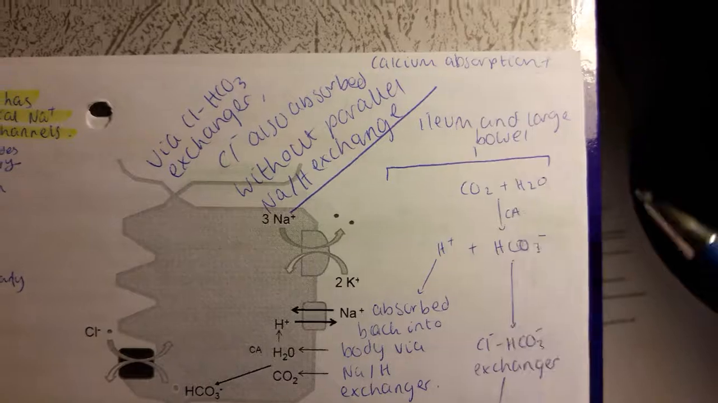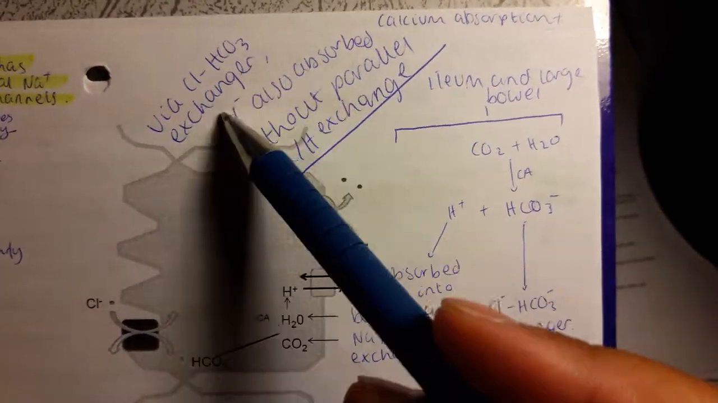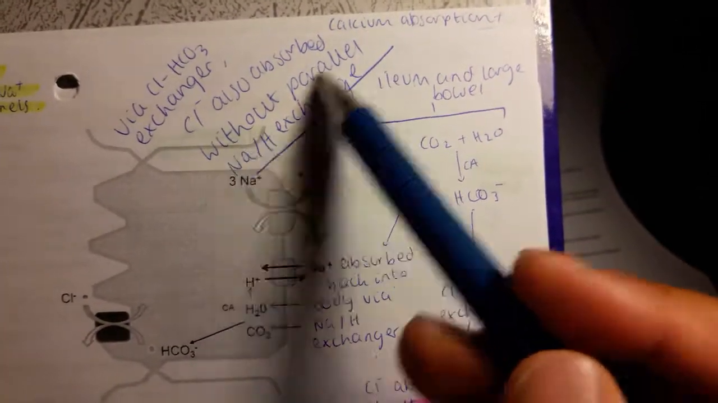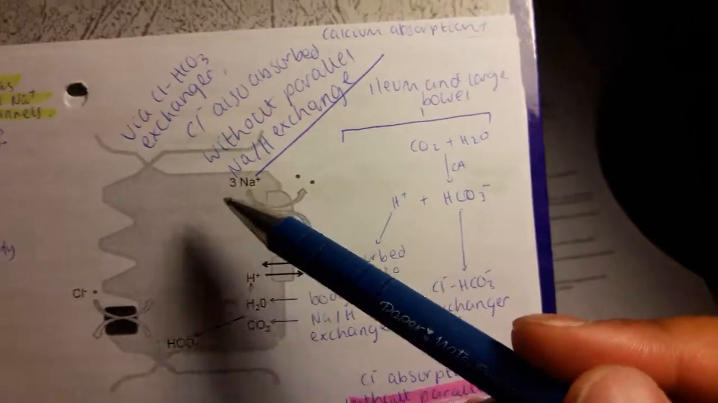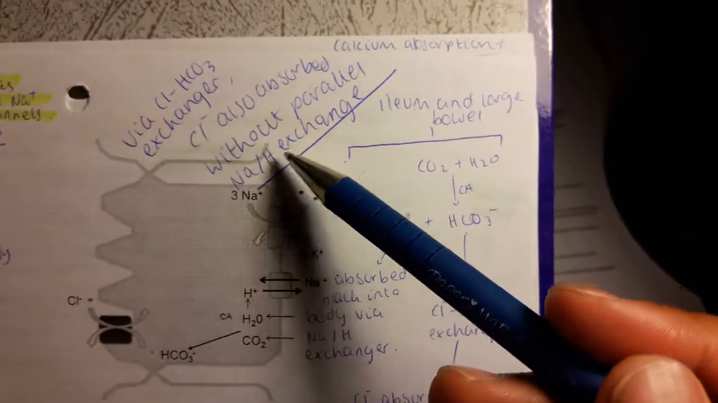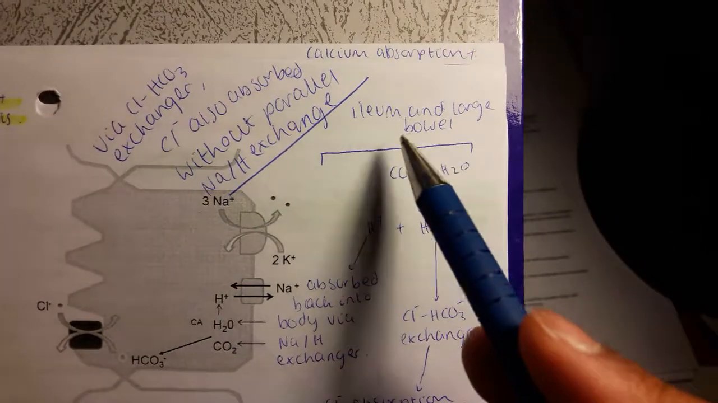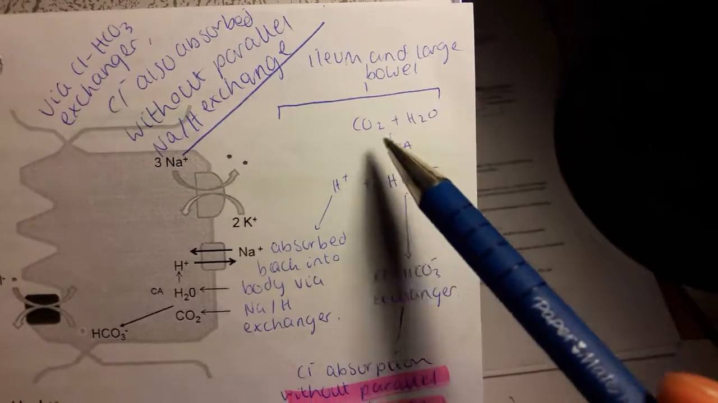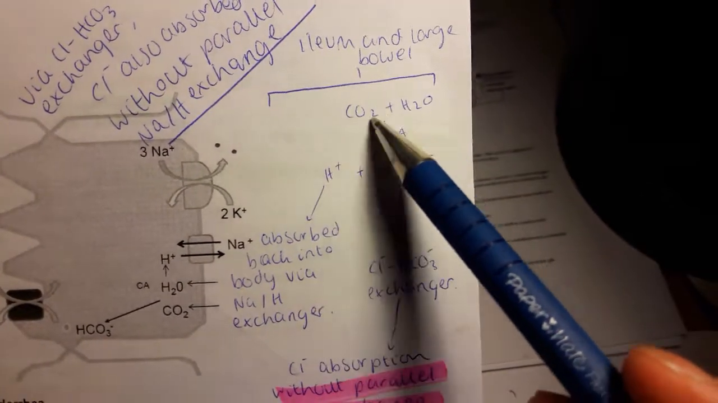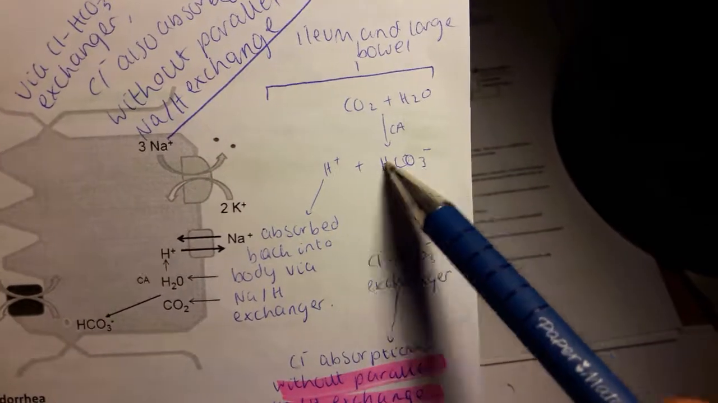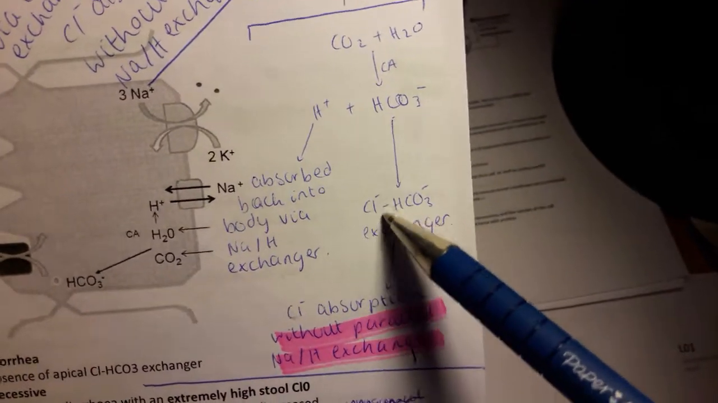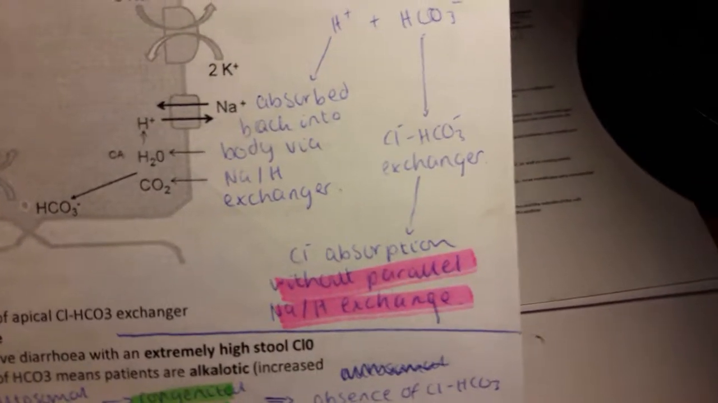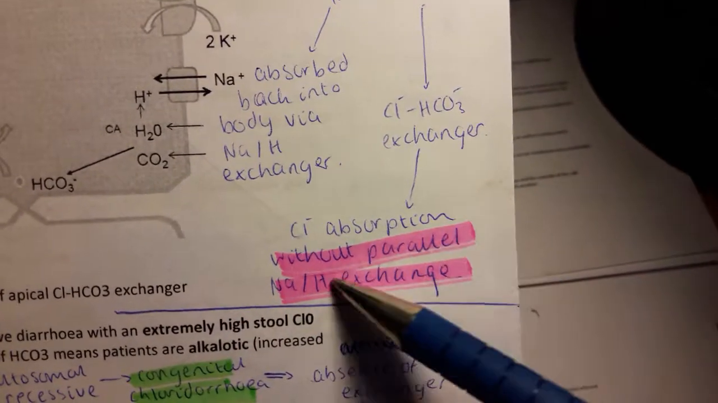And the final method of chloride absorption is via the chloride-bicarbonate exchanger only, without the parallel sodium-hydrogen exchange. This is in the ileum and in the surface epithelial cells of the large bowel. In the ileum and large bowel, carbon dioxide and water react, making proton and bicarbonate. The bicarbonate leaves through the chloride-bicarbonate exchanger, and chloride absorption occurs into the body without the parallel sodium-hydrogen exchange.